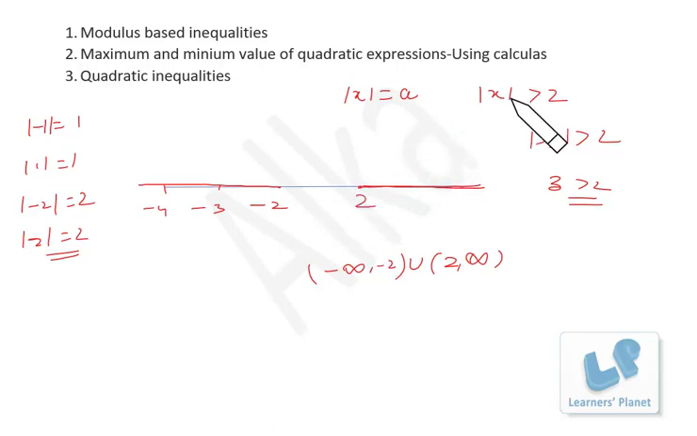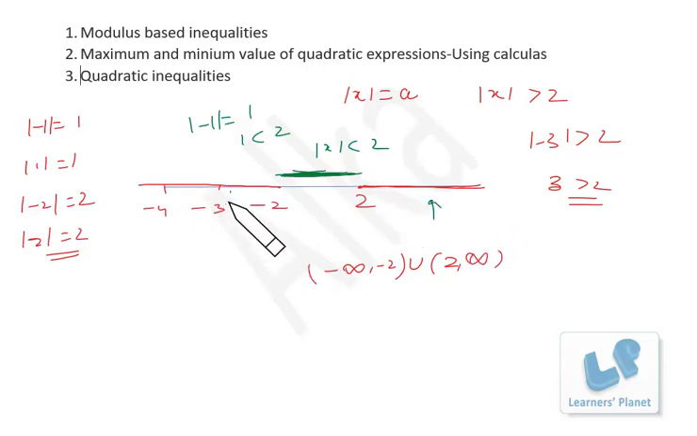Now suppose we have modulus of x is less than 2, then this will be our answer. This is the range when modulus of x is less than 2, right? Because suppose you have -1, so modulus of -1 will be 1, right? So modulus of -1 is 1, so 1 is less than 2. Okay, so this is the answer of modulus of x less than 2, and this is the answer where modulus of x is greater than 2.